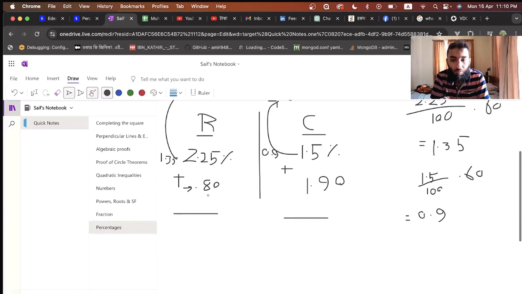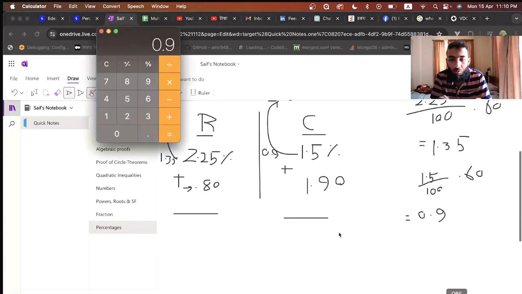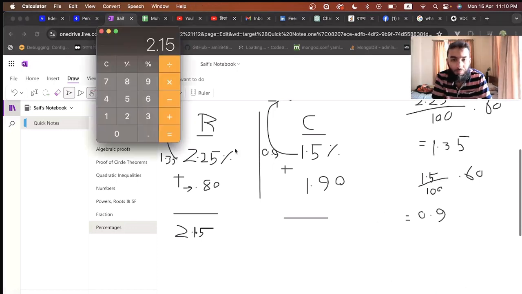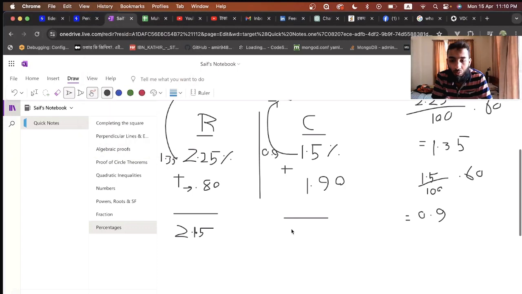So what is 1.35 plus 0.80? If I go to the calculator and add 1.35 plus 0.80, we get 2.15. So here we get 2.15 pounds, and in this case we get 0.9 plus 1.90, which is 2.80.